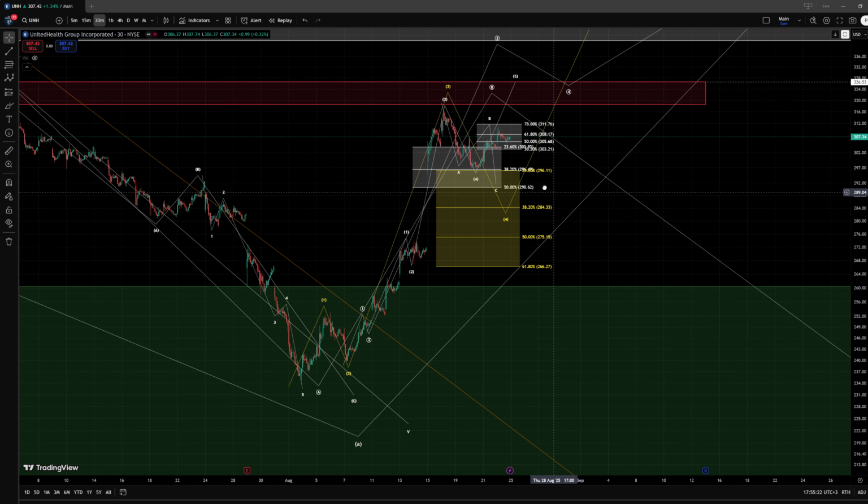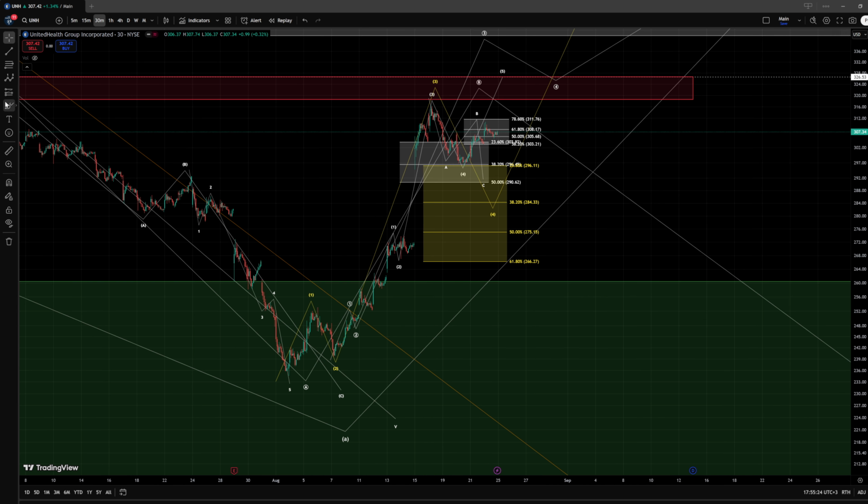Then we have also the yellow scenario, in which we are tracking instead a leading diagonal in an A wave, where we are looking here at the wave 1 up, a wave 2 down, then this entire move would be the third wave, where it would be an ABC. I could easily consider it as an ABC in this way, and then this would be the fourth wave that could still even be ongoing.